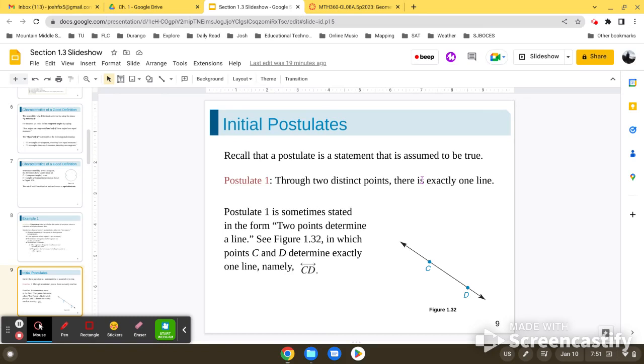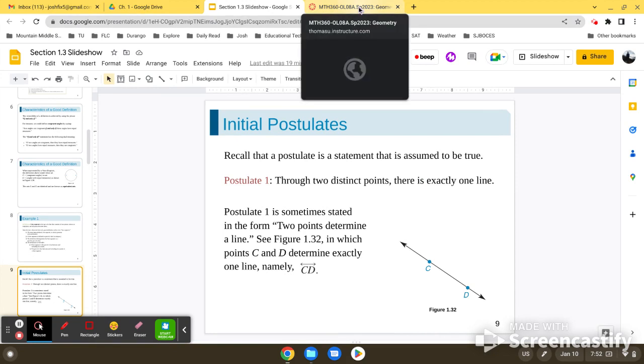All right, so the second part of 1.3 is getting into postulates. Before I got into that, I wanted to show you a resource I think would be very valuable for you to print out and have.